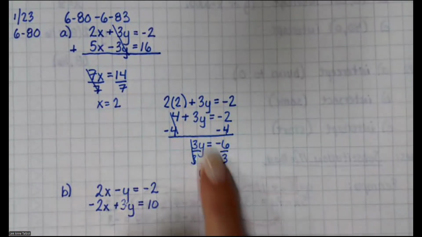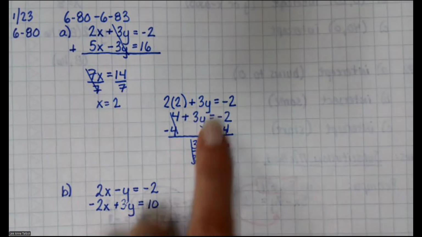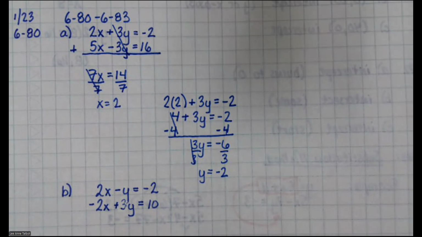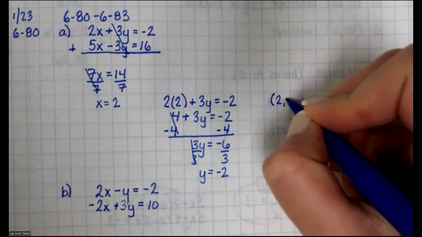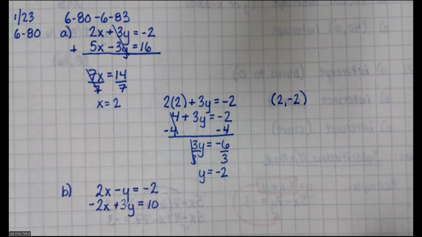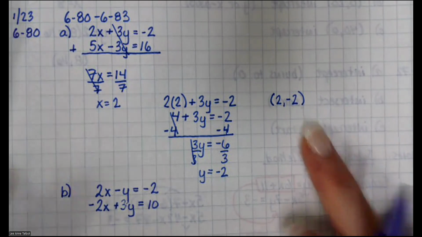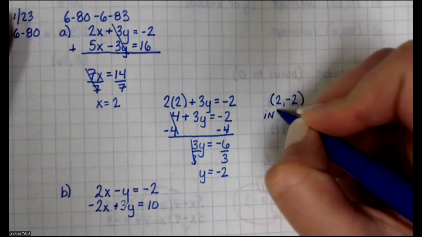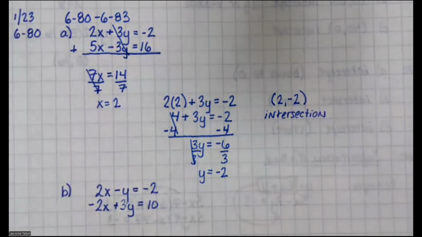Okay, annoying thing about elimination method is that you have to do a little bit more work. You can't just plug into the box like we did for substitution. Okay, but how do I write my answer? 2, negative 2. And next question, is this intersect or intercept? Intersect. Great job.